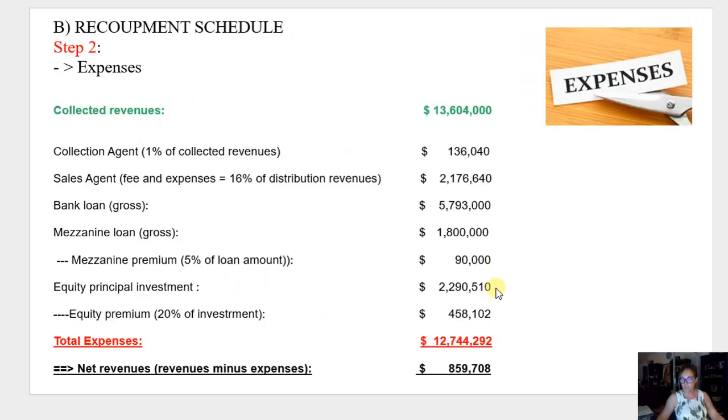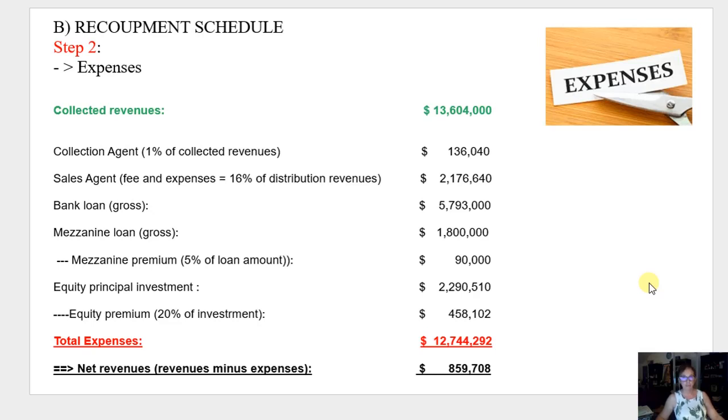After we got all these revenues, we now have to pay some expenses, and we have to pay some loans and investments back. So the collected revenues are $13,604,000, and of that, first in line to get paid is our collection agent with 1% of that, $136,040. The sales agent will get 16% of the worldwide revenues, and that's 16% of $13,604,000, which is $2,176,640.